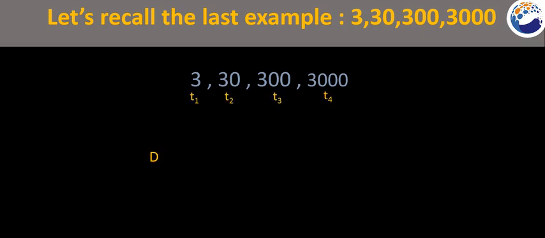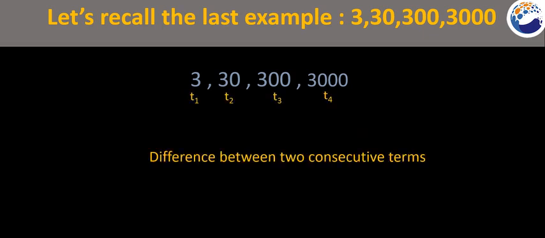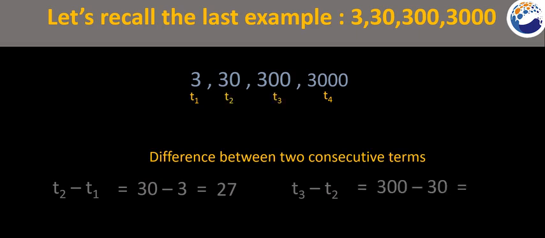Now let us take the difference between the consecutive terms. T2 minus T1 is equal to 30 minus 3, which is equal to 27, and T3 minus T2 is equal to 300 minus 30, which is equal to 270. Clearly, T2 minus T1 is not equal to T3 minus T2. Hence, the difference between the consecutive terms is not constant. Therefore, this sequence is not an arithmetic progression.